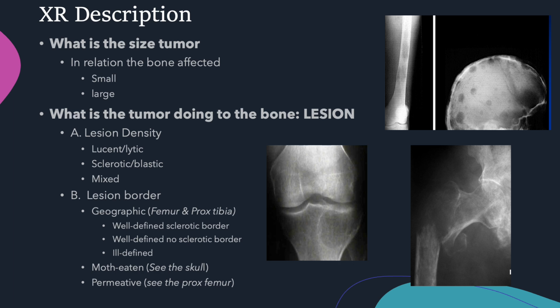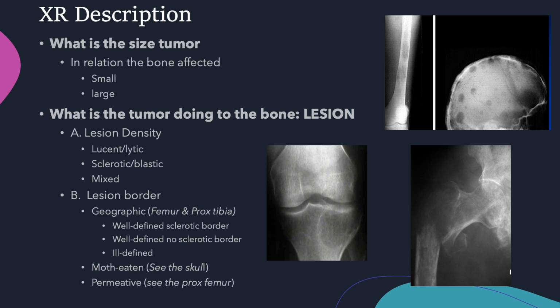You have the third question. What is the tumor doing to the bone? Our cue for this is you look at the lesion and describe it. Usually you describe the behavior of the tumor or the lesion by the following: A, by its density, and secondly, B, by its border. When you say density, you describe the lesion as either lucent, lytic, sclerotic or blastic, or mixed, lytic and blastic.